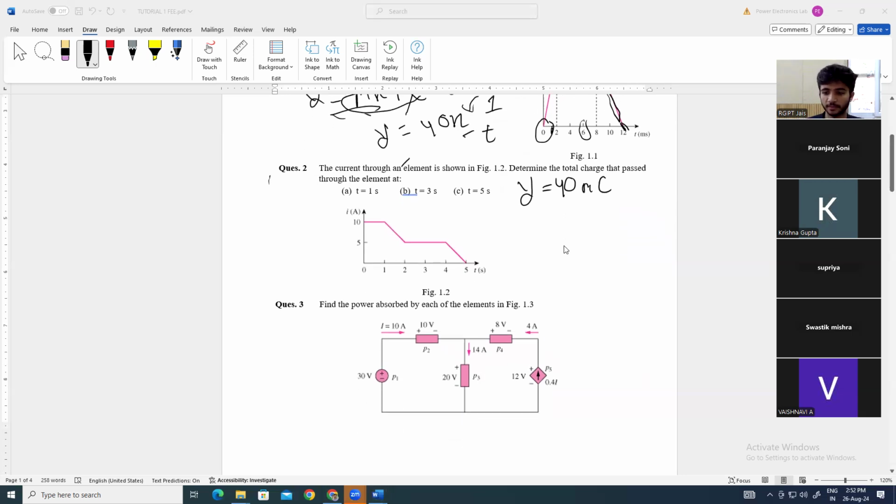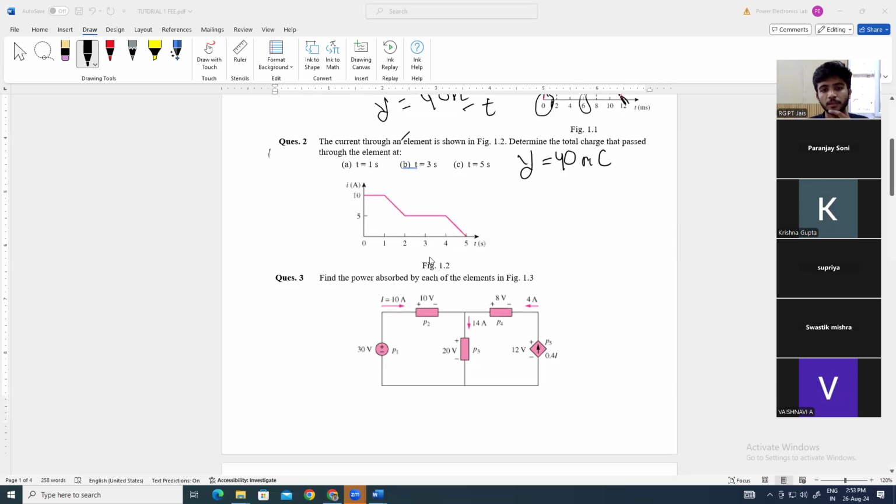Okay, I will just extend the tutorial class for 15-20 minutes. Okay. So I will take the attendance after this question. Okay. So the question is, the current through an element is shown in the figure; determine the total charge that has passed through the element at t equals this.